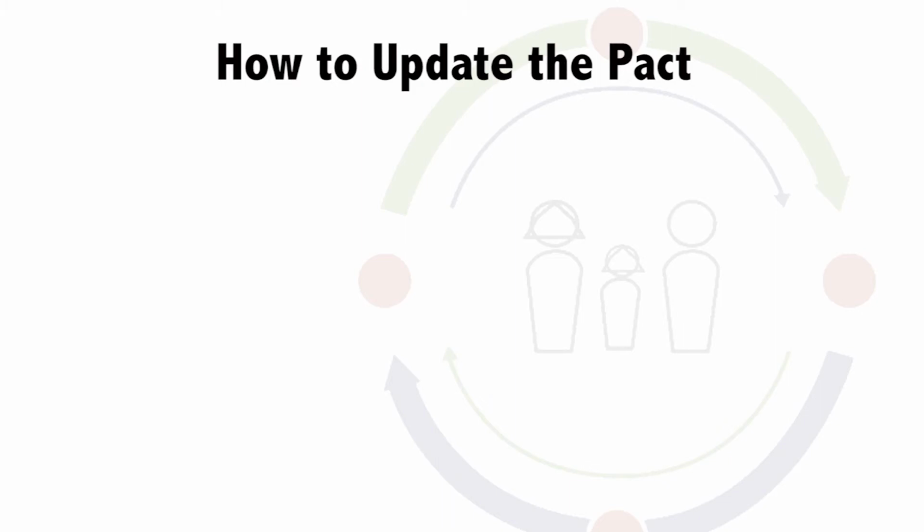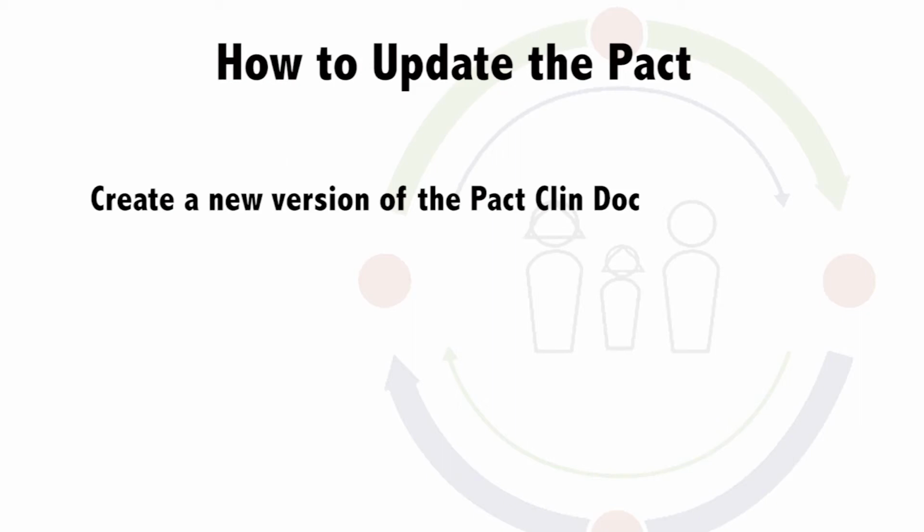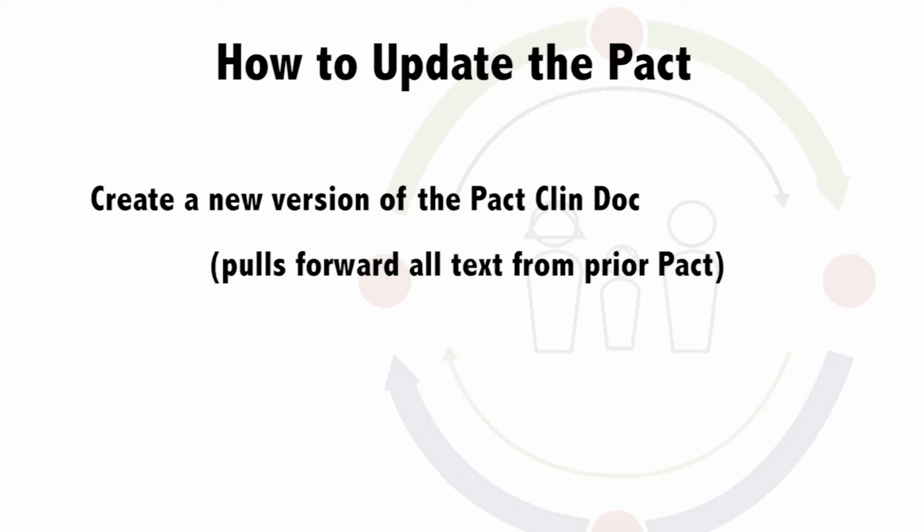The final thing that we will cover in this video, then, is simply how in Cerner you will go about updating the PACT. The general principle for updating the PACT is that you'll create a new instance of the PACT ClinDoc that will have pulled forward all of the information from the prior ClinDoc for you to then edit, add, and contribute to. Then, when your fellow care team members go to view the PACT, they'll see this most recent version with your updates included.